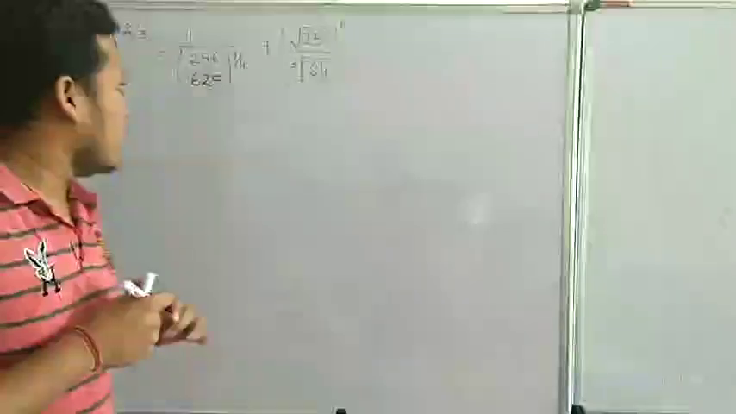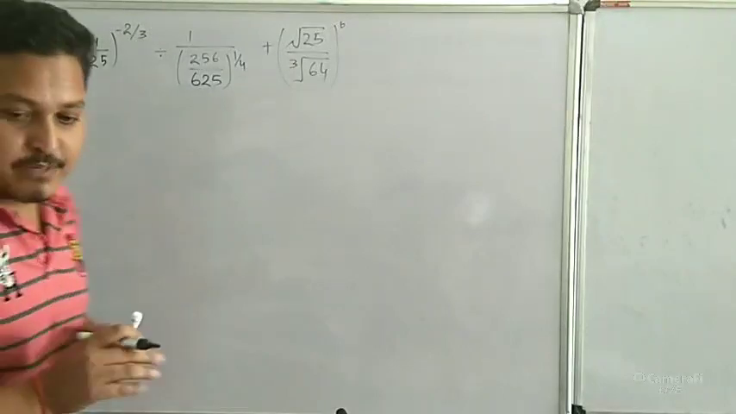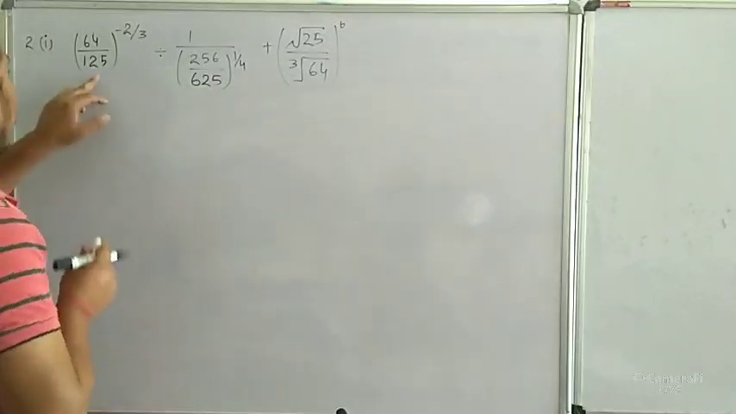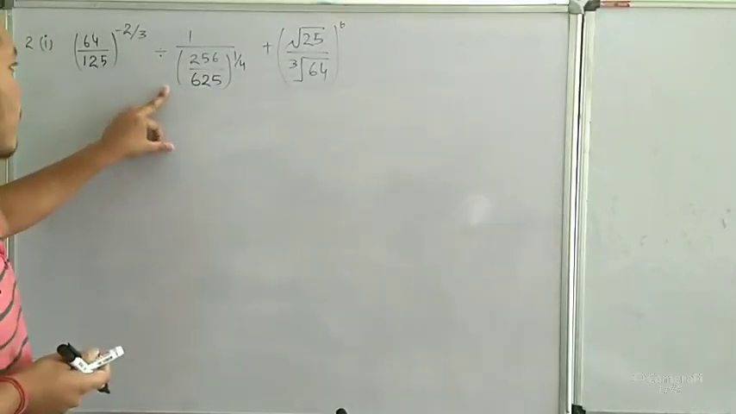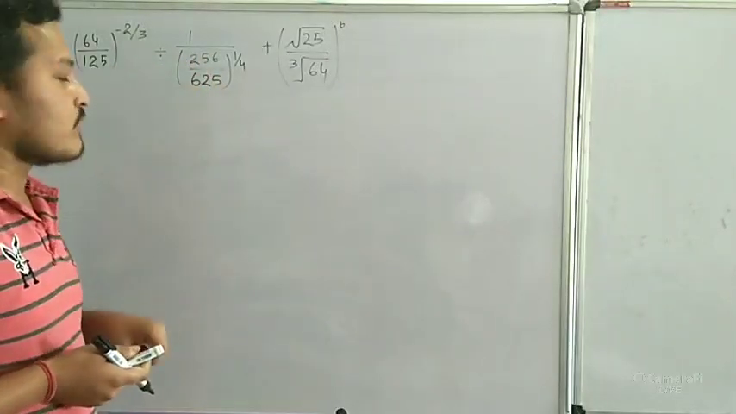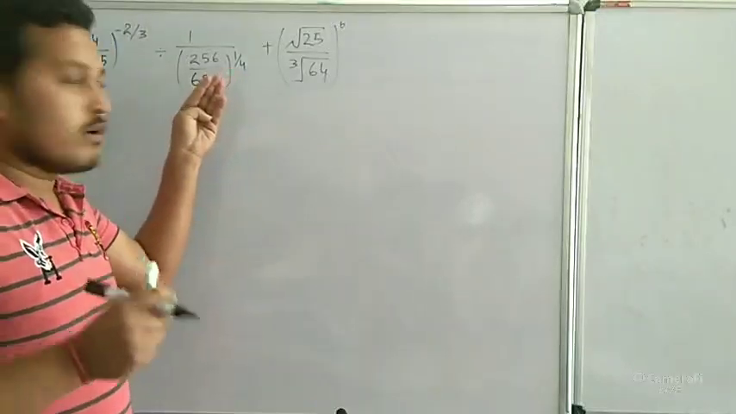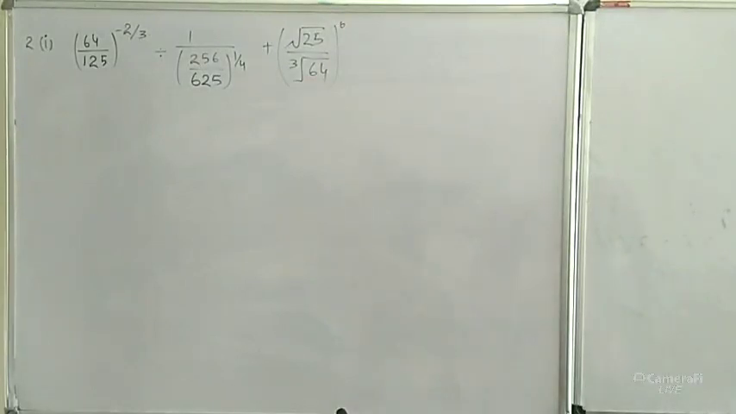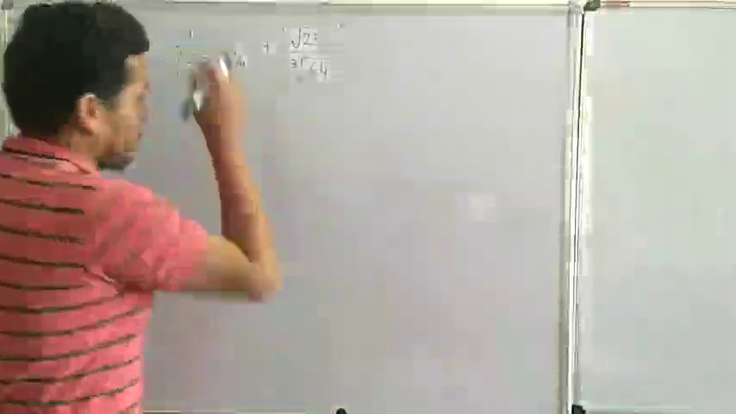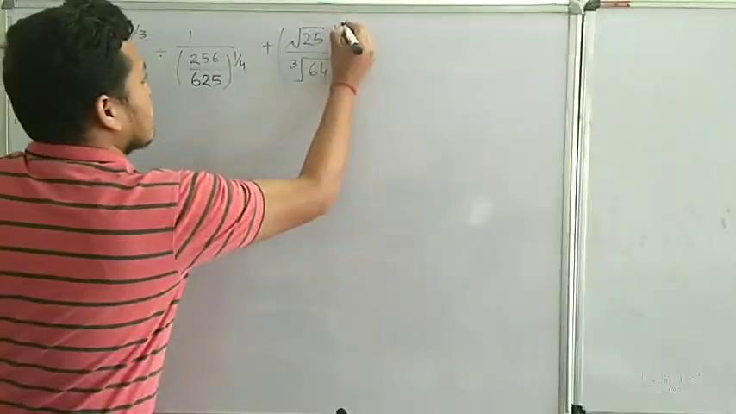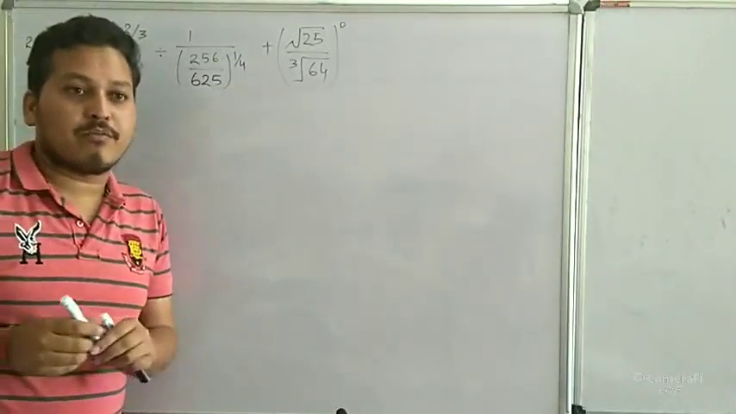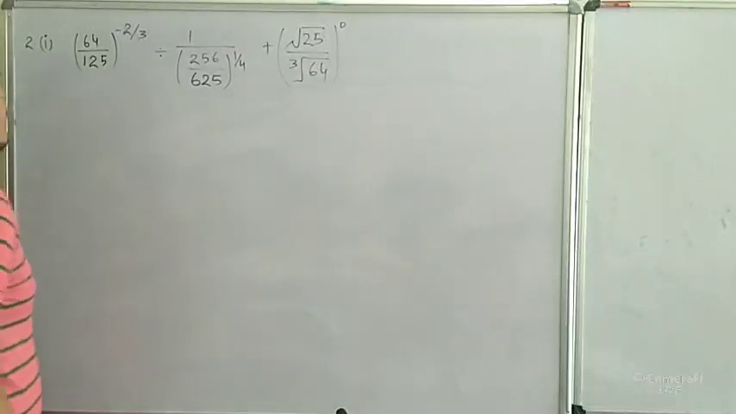Now exercise number 6C, question number 2, first part. 64 upon 125 whole to the power minus 2 by 3, divided by 1 upon 256 625 whole to the power 1 by 4, plus under root 125 and 3 cube root of 64, and its power is 0. The question is to simplify and solve it. We have to calculate the value of it.